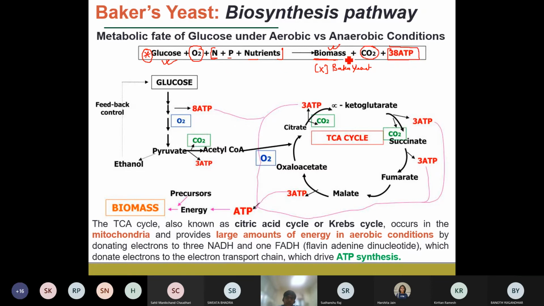So if you look at the glycolysis pathway followed by the TCA cycle, we have a higher ATP generation of 38 ATPs. And in the case of the ethanol production pathway, we have a generation of 2 ATPs. Now we have already discussed the significance of ATP.